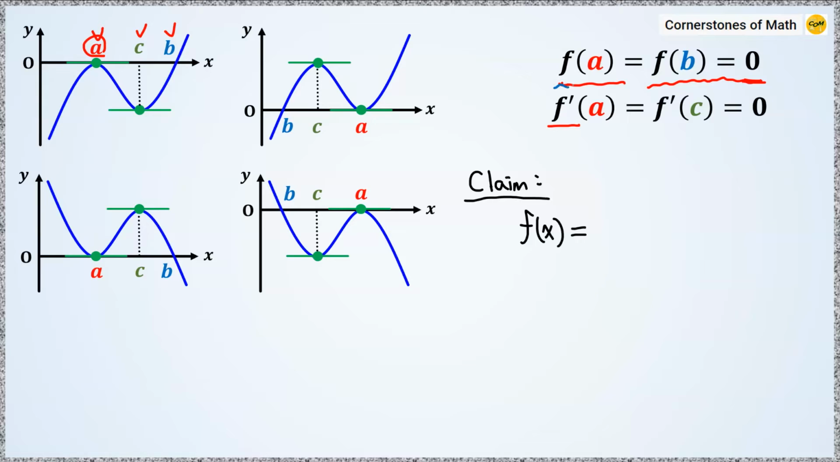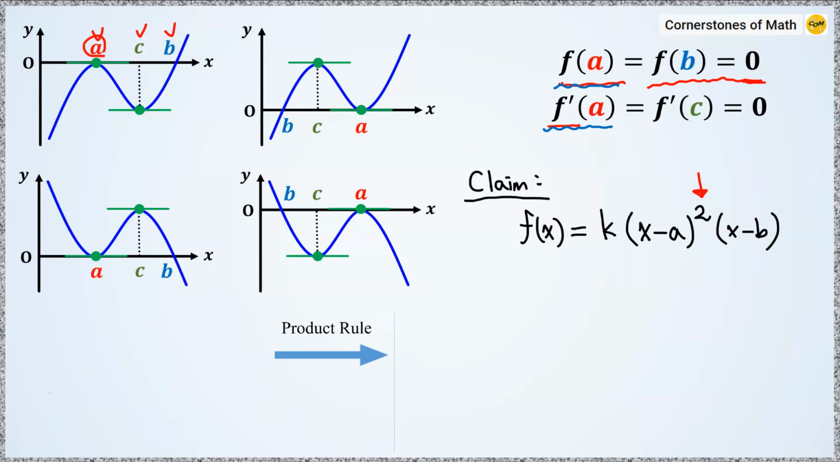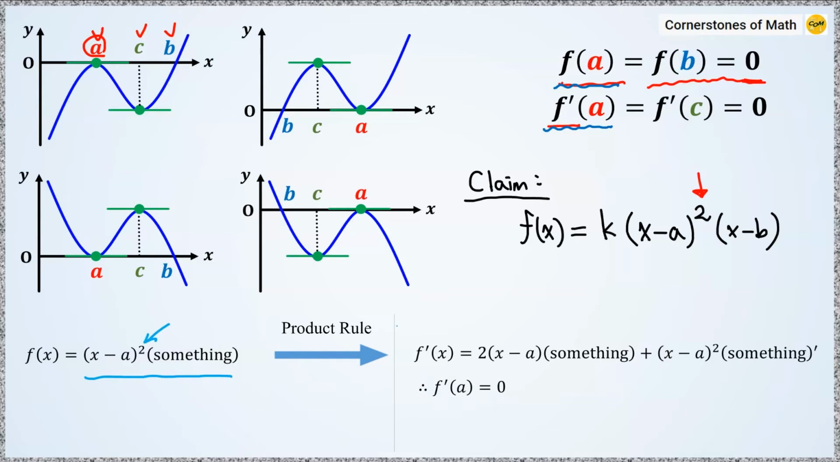I claim that if f(a) equals 0 and the derivative f'(a) equals 0, then the function f(x) must contain a factor (x minus a) squared. In this case, f(x) is a cubic function and f(b) equals 0, so we can write f(x) equals some constant k times (x minus a) squared times (x minus b). Now it is kind of obvious if you think about it, because if you want to find the derivative of a function in this form, you have to use the product rule, and f(x) must contain (x minus a) squared in order for its derivative to satisfy f'(a) equals 0.